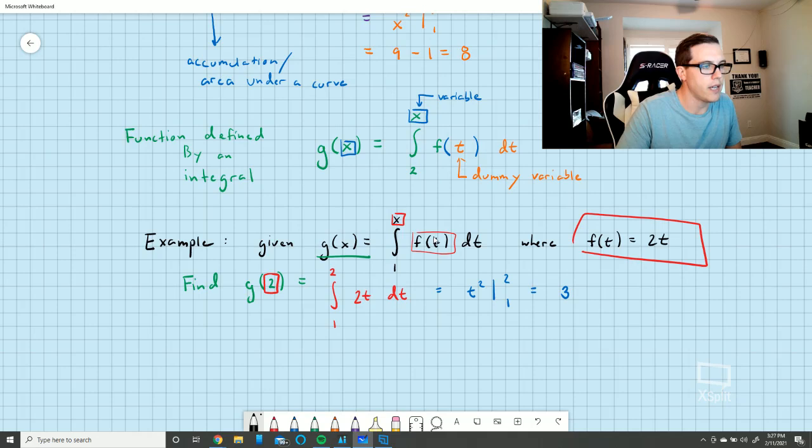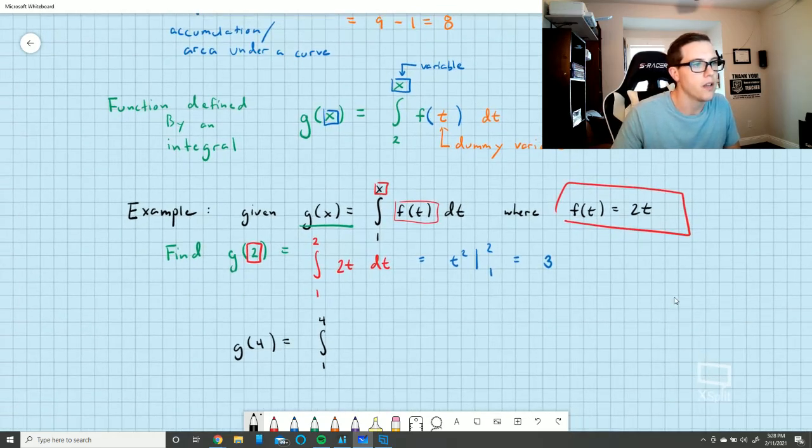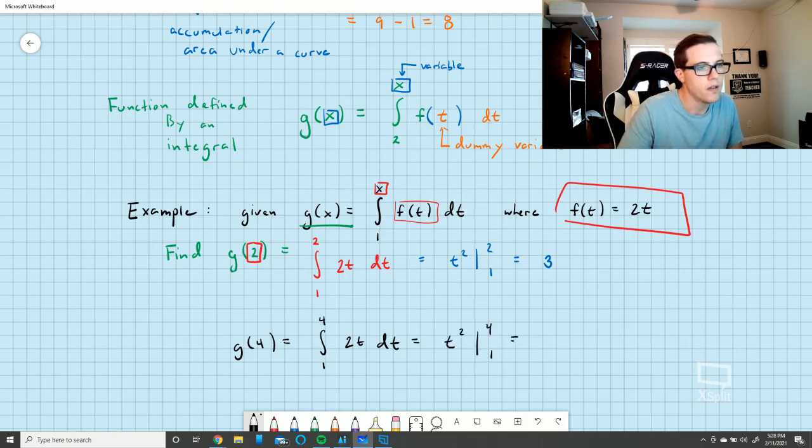So why is this technically a function? Well, I'll get a different output for a different input. If I plugged 4 into this, it would be the accumulation, or antiderivative, or definite integral, or whatever you want to call it, from 1 to 4 of 2t dt, which is t squared. Again, that's nothing different, but 4 to 1, and that would be 15. So this is just a new way of thinking about a new type of function. It's a function defined by an integral. It's an integral in the middle of this function.